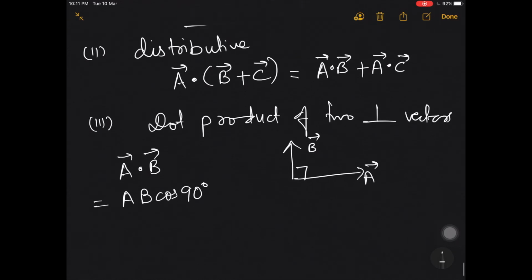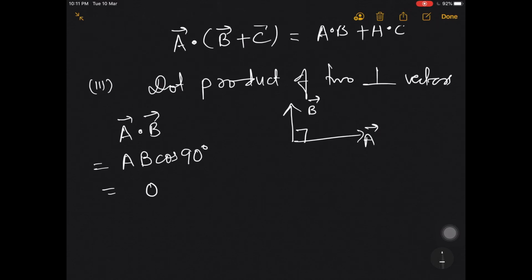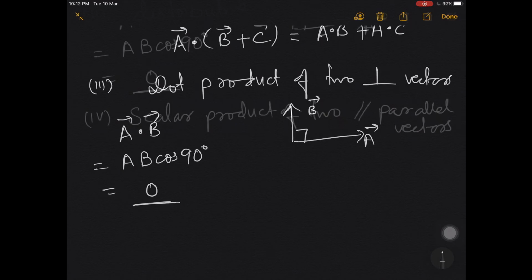Cos 90 degree, you know, is 0. So A dot B is coming out to be 0. Now this result is very helpful. Sometimes while doing numericals you will be asked to prove two vectors are perpendicular. In that case you can calculate A dot B, means the scalar product or dot product of two vectors, and show that the result is 0. That will prove that the two vectors are perpendicular.